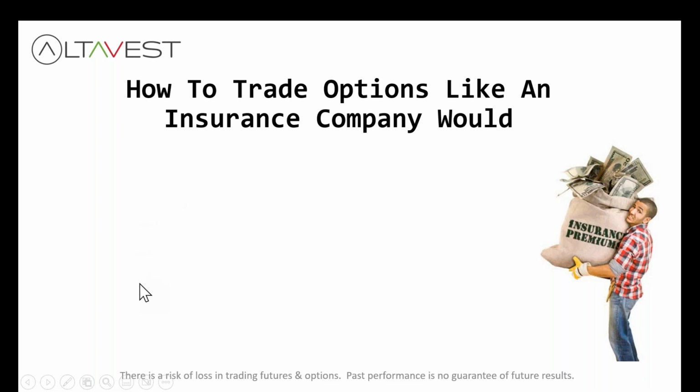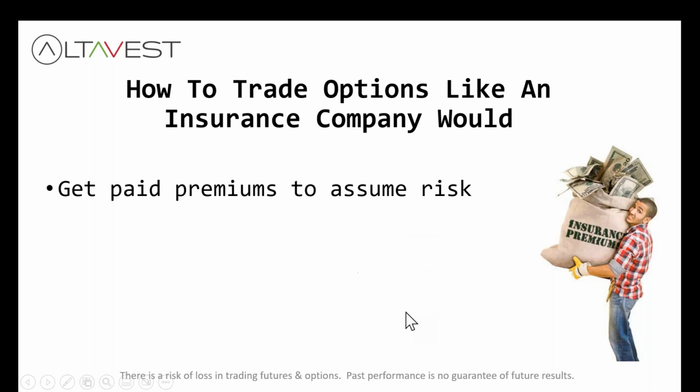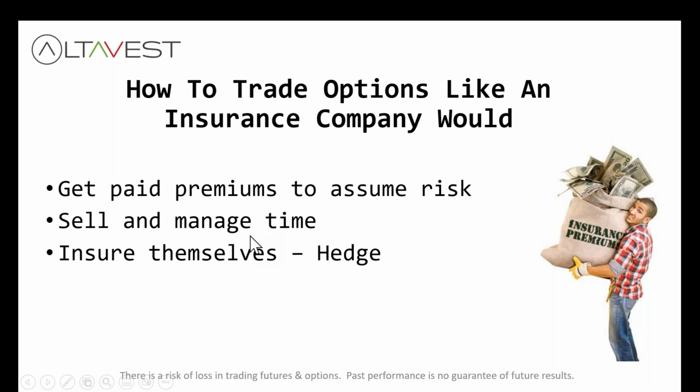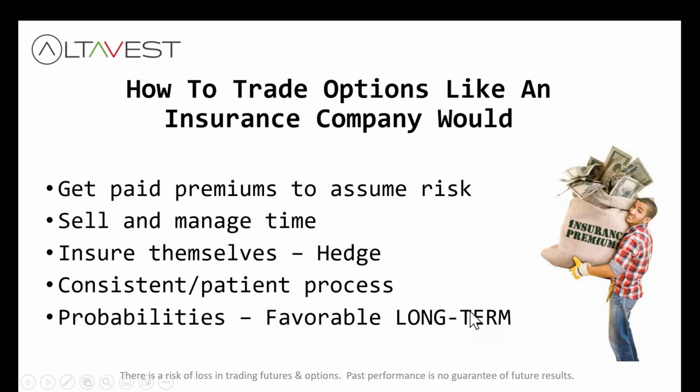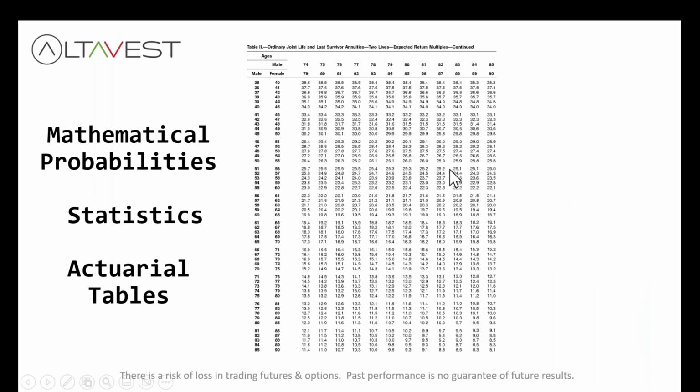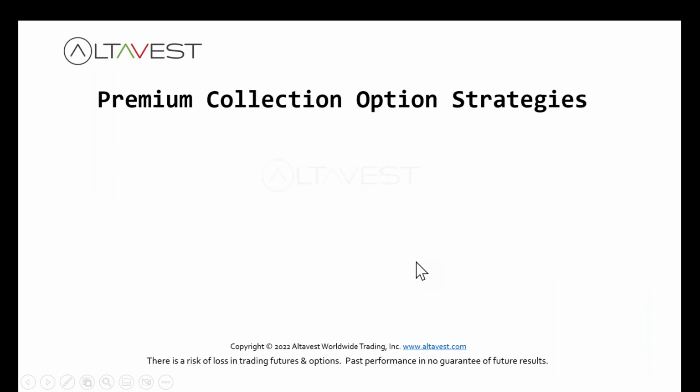We're going to talk about how insurance companies might trade options and how trading options, like an insurance company, might be a good idea. Of course, they collect premiums to assume risk. They self-insure themselves or reinsure themselves by hedging. And they're just basically selling time using a process and probabilities. And they're simply using math and statistics, number crunching. So how can we do the same thing with premium collection?